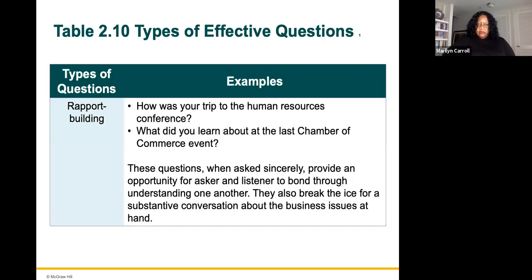Types of questions: rapport building. Examples include, how was your trip to the Human Resources Conference? What did you learn about at the last Chamber of Commerce meeting or event? These questions, when asked sincerely, provide an opportunity for the asker and the listener to bond through understanding one another. They also break the ice for a substantial conversation about the business issues at hand.